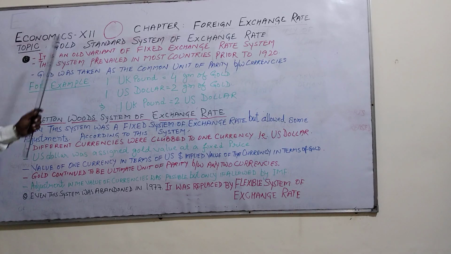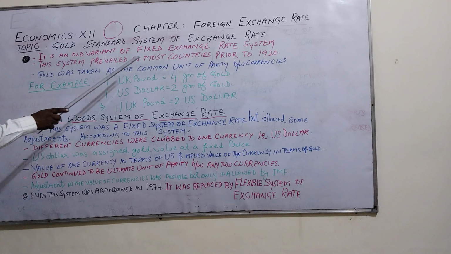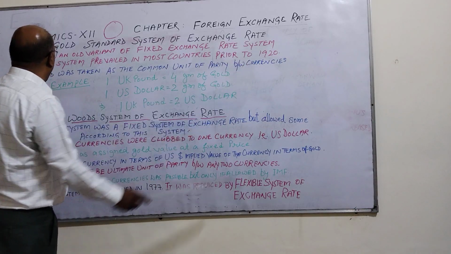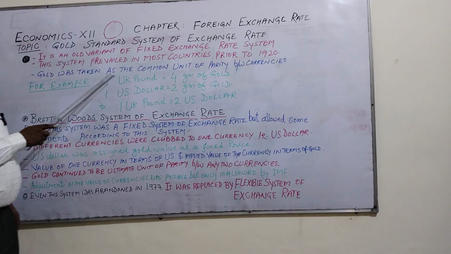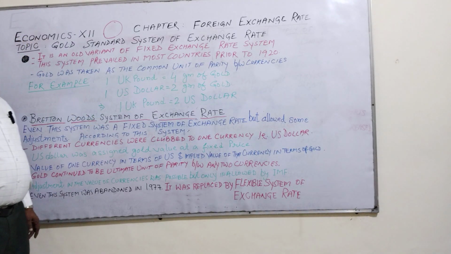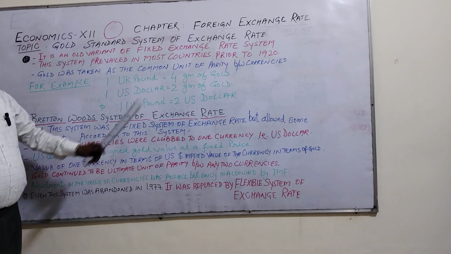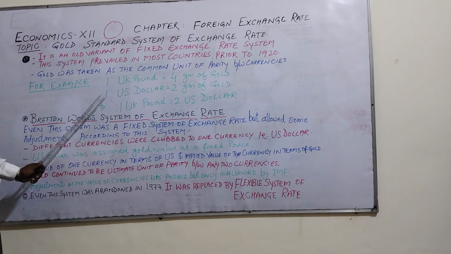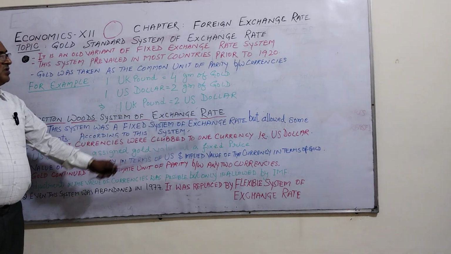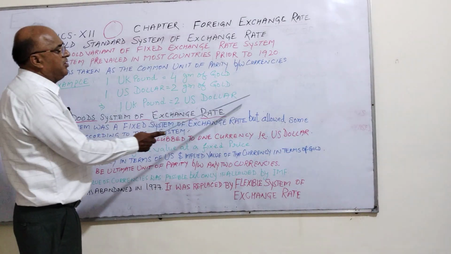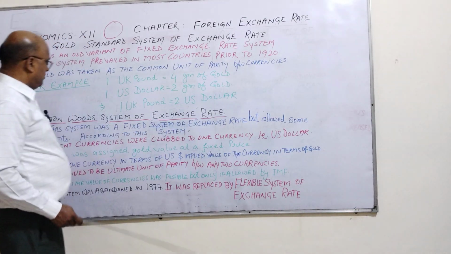So gold system of exchange rate, an old variant, existed in most of the countries of the world before 1920. Gold was taken as the common unit of parity between currencies. Example, 1 UK pound can purchase 4 gram of gold, 1 US dollar is 2 gram of gold. So 1 UK pound is equal to 2 US dollar, or we can say 1 is to 2 ratio.